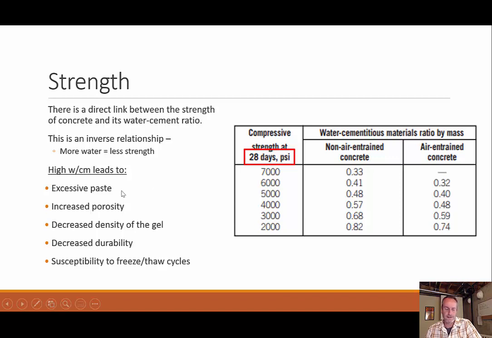You can have excessive paste. We'll talk about what happens with excessive paste in a little bit. Increased porosity, so you have these voids in there. Decreased density of the gel, decreased durability. We said how important durability is, and we want to not have that happen. And susceptibility to freeze and thaw cycles. So all of this is bad news. Ideally, we want to keep that water to cement ratio in a lower, more desirable state.